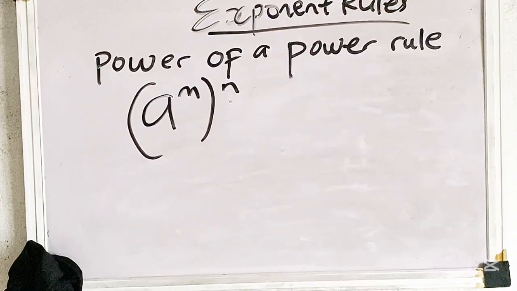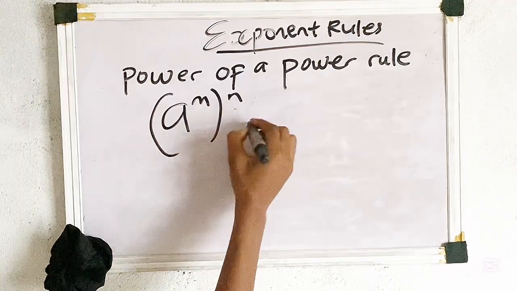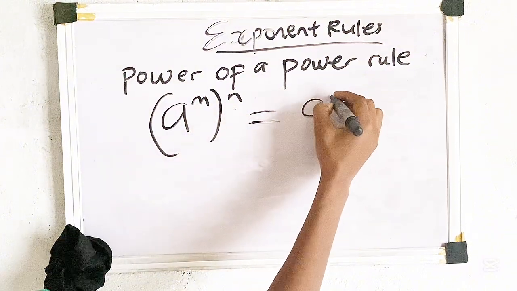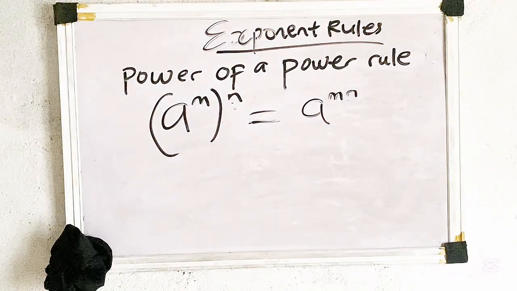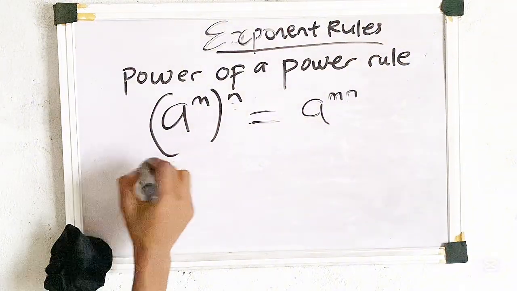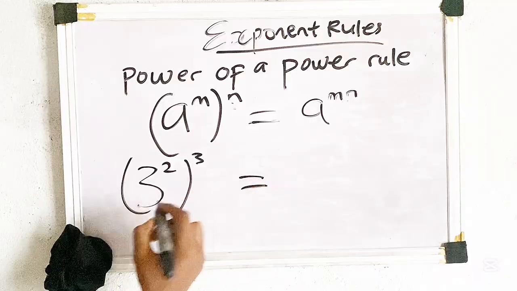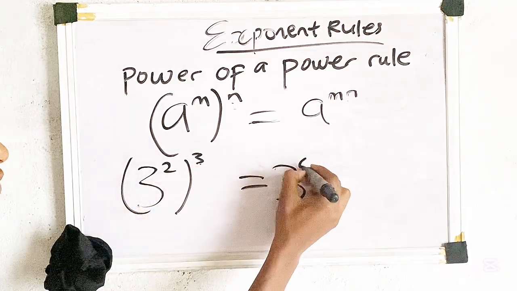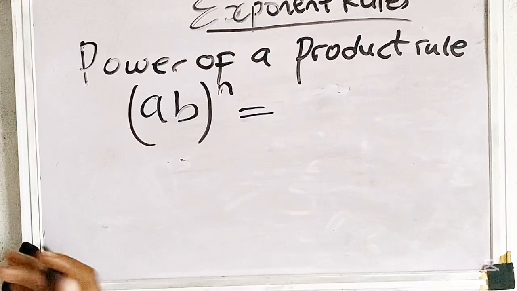The next rule is the power of a power rule. When raising a power to another power, we multiply the exponents: m times n will give us mn. So let's apply this. Let's say, for example, 3 raised to the power of 2, raised to the power of 3 is equal to 3 raised to the power of 2 times 3, which will give us 3 raised to the power of 6. So that's the power of a power rule.